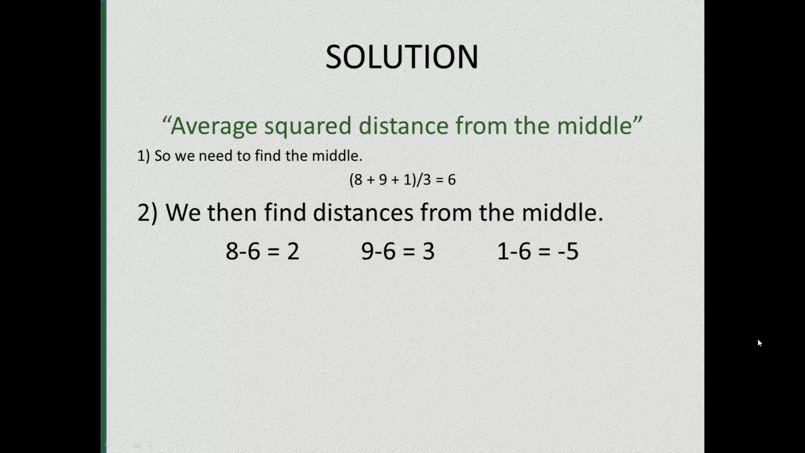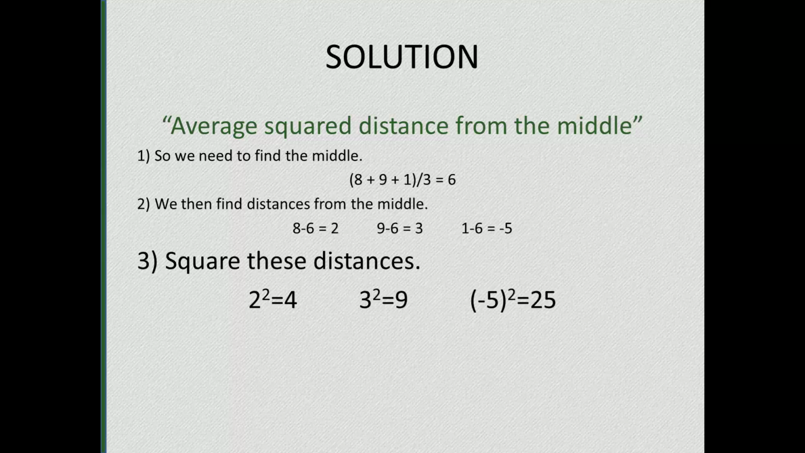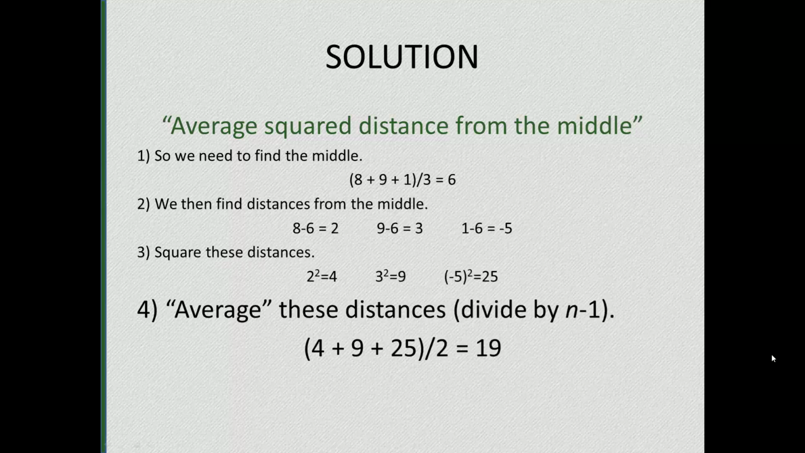Once we've found those distances, we want the average squared distance, so we need to square those distances. 2 squared is 4, 3 squared is 9, minus 5 squared is positive 25. By squaring things, we keep the negatives from canceling the positives. We will then average those distances.